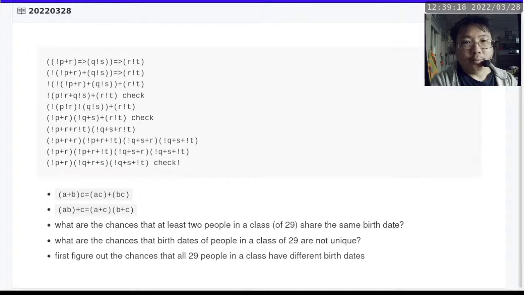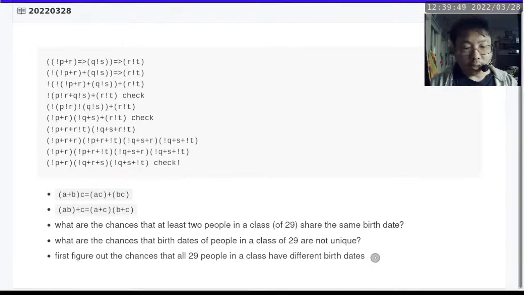All right, so now the question is, let's try to figure this one out first, because once we figure out the chances that all 29 people in this class have different birth dates, then we can just say, oh, 1 minus that is going to be the answer that I'm looking for, because I'm looking for the chances that at least 2 people share the same birth date. So now, how do we answer this question, which is the simplified question?